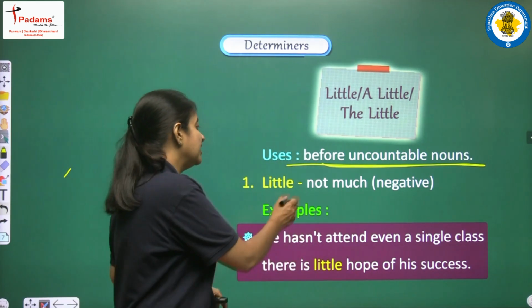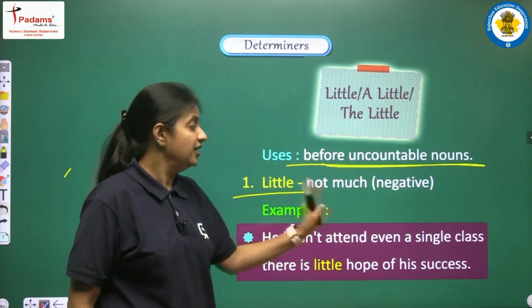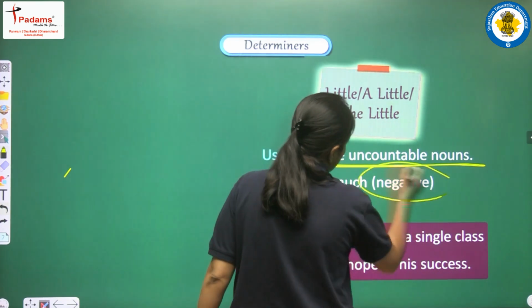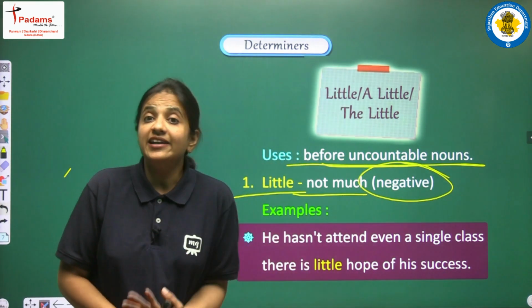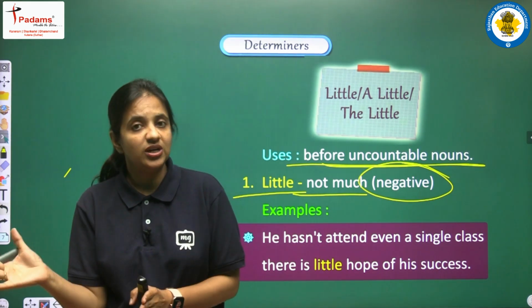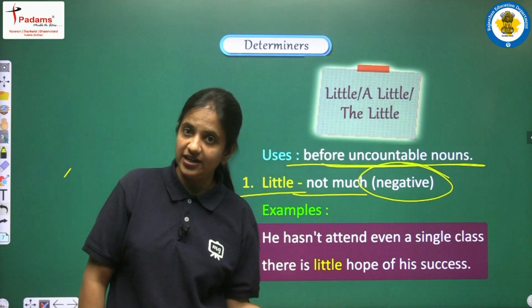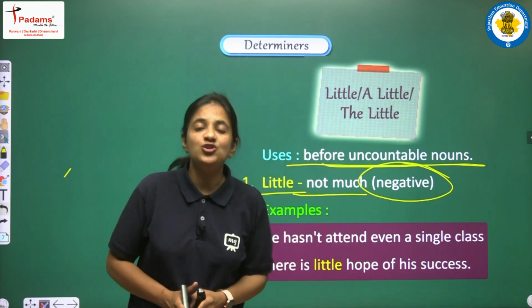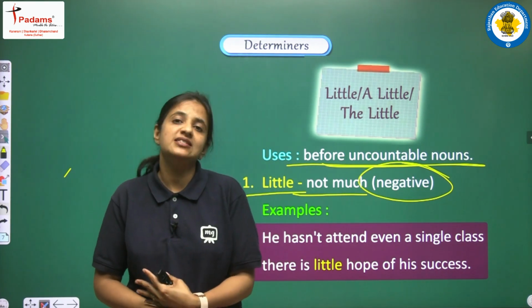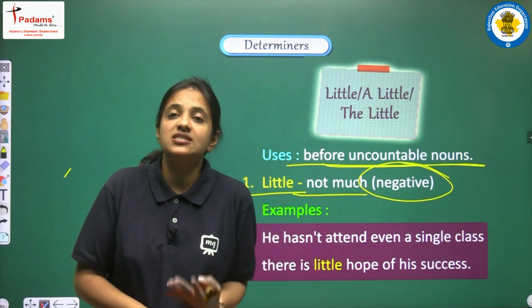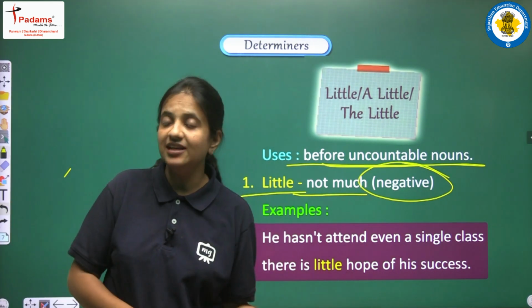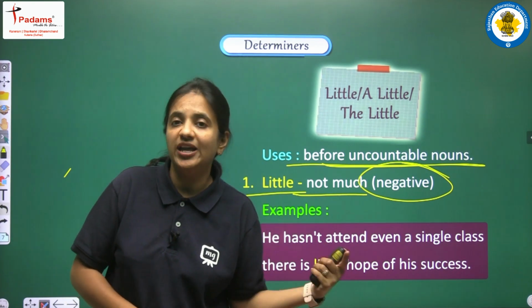Clear? And again, first of all we will talk about little. So here we are having that little, it is used to show not much, or we can say it is used to show negative quantity of something, just like few. So yes, few is also a negative word, little is also a negative word. Both the words are used to show that something is very little, very few, or we can say it is used to show the negative sense. But what is the difference? Few is used for countable nouns, and little is used for uncountable nouns.